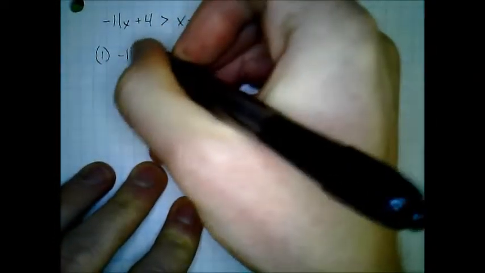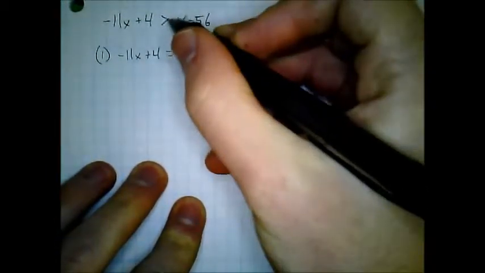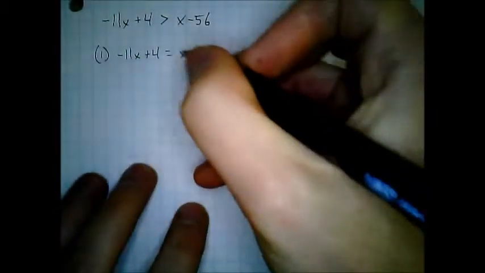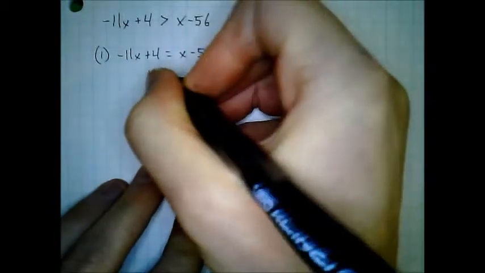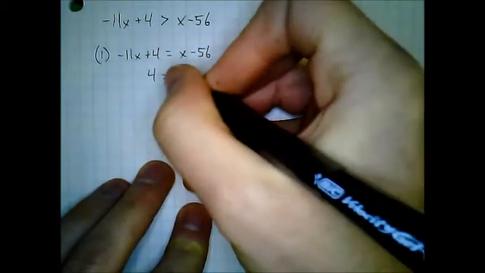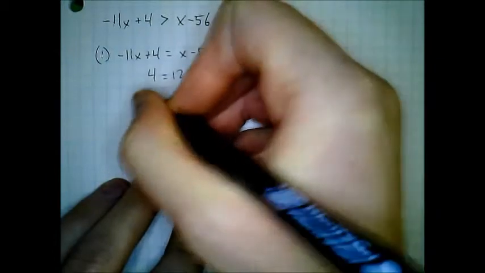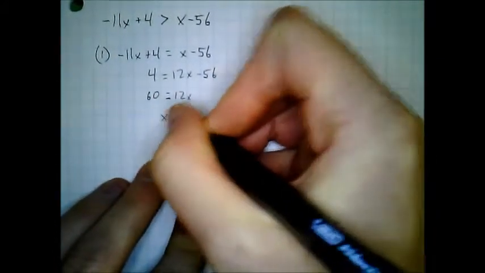Okay, step 1, boundary point. Negative 11x plus 4 equals x minus 56. Whenever you see an inequality, you change it to an equation to find your boundary point. Let's add 11x to both sides. So x plus 11x is 12x, minus 56. I'm going to add 56 to both sides and get 60 equals 12x. Divide by 12 and we get x equals 5.